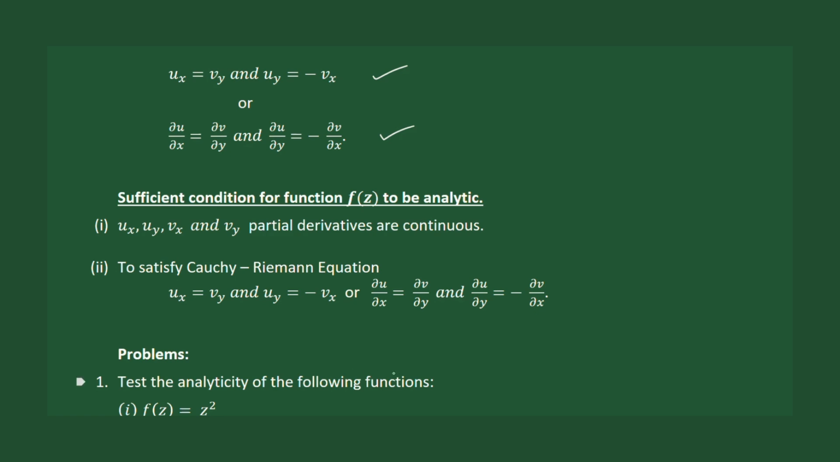Now let us move on to the problem. Test the analyticity of the following functions. A function is given: f of z is equal to z square. Similarly, f of z is equal to z bar. We have to check whether these functions are analytic or not. If you want to check whether a function is analytic or not, we have to check the necessary condition. It has to satisfy the Cauchy-Riemann equation. So we have to check whether the function satisfies the Cauchy-Riemann equation or not. If it satisfies, we can conclude that the function is analytic. If it doesn't satisfy, we can conclude that the function is not analytic.